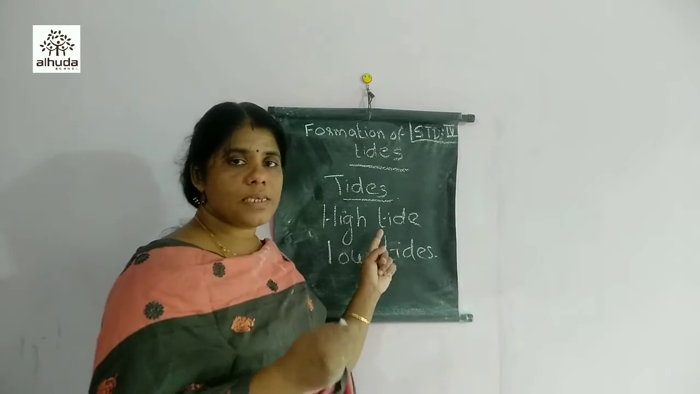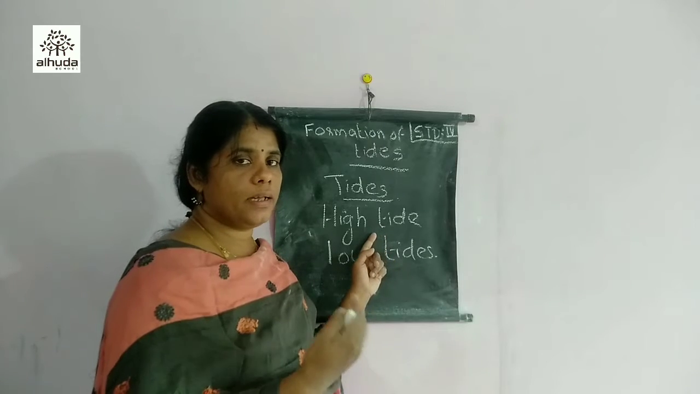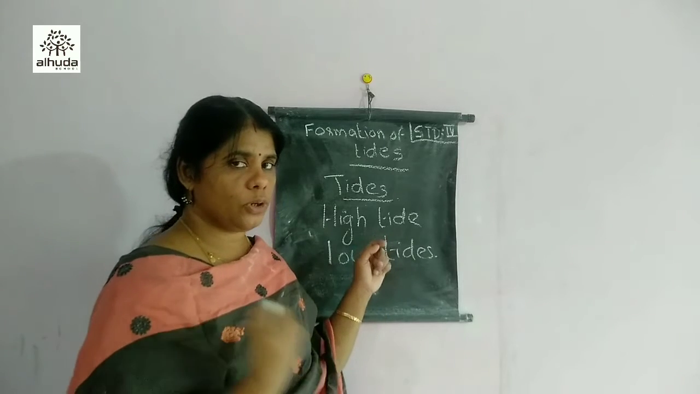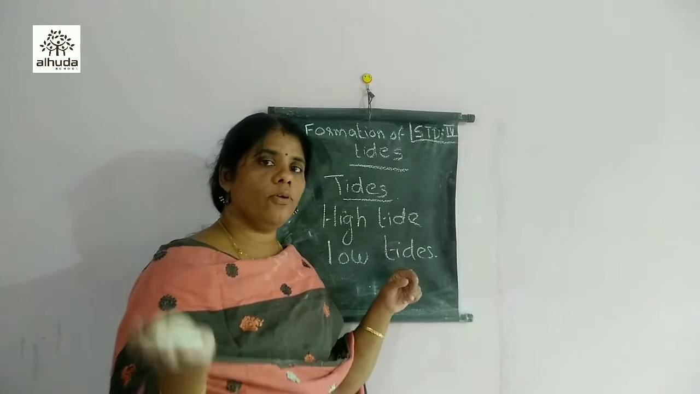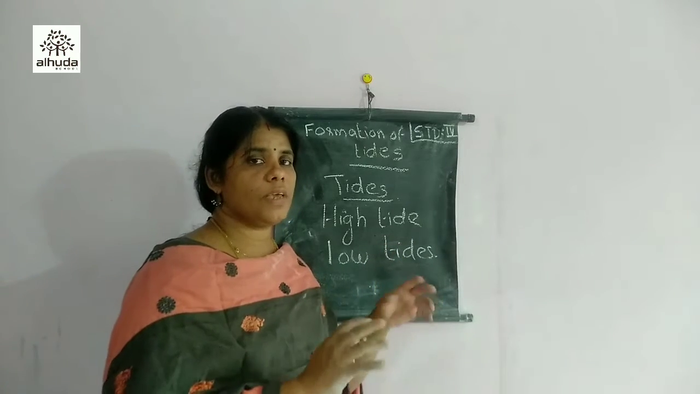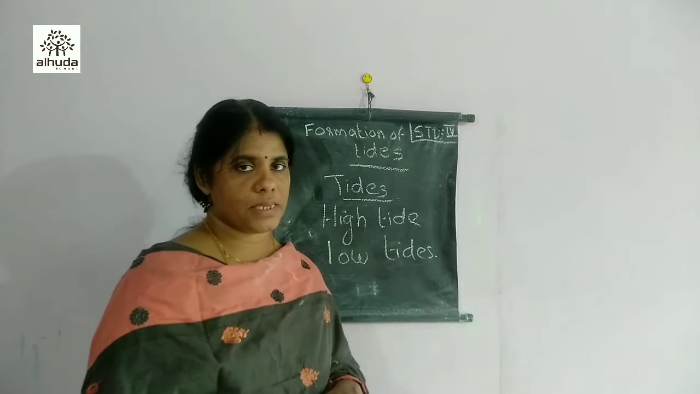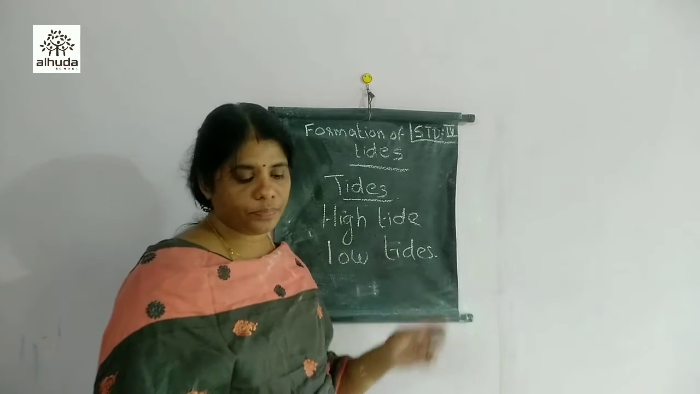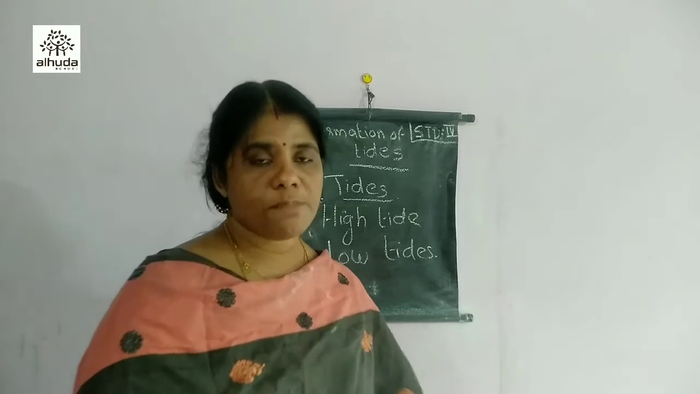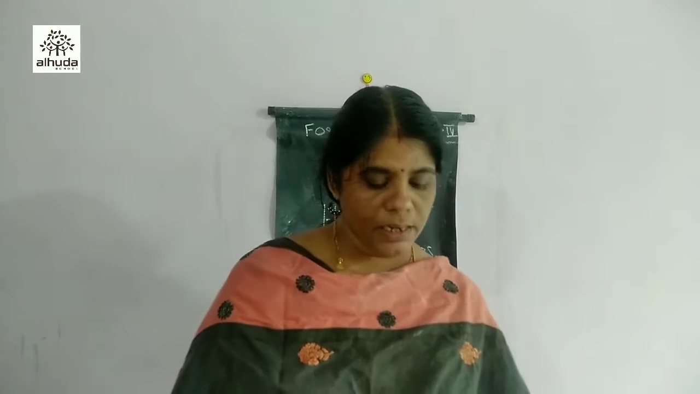High tide means the rising of seawater so that it reaches near to the shore, that we call high tide. And what is low tide? The falling of the sea level. That means we can see more land space near the beaches, that we call low tides. Next, spring tides and neap tides.